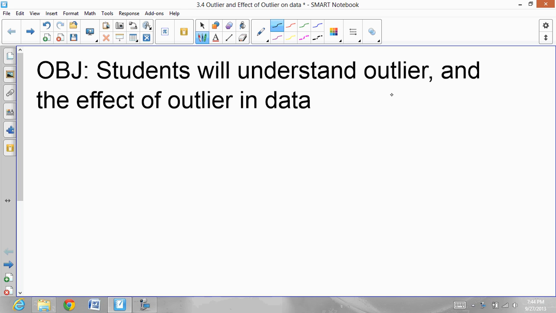Today you will understand the vocabulary outlier and understand the effect of an outlier in the data. Understand the word: this is outlier. You have to think of it like it is lying on the outside.